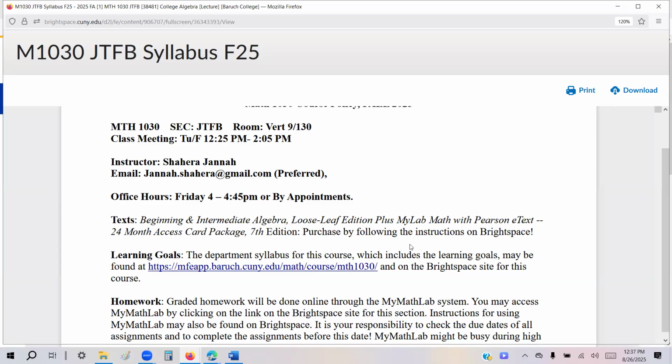The book we're going to use is this one. You don't have to buy the physical book because when you buy the MyMathLab code, the book comes as an ebook. You don't need the loose leaf. You can buy the loose leaf, but you're just wasting your money.